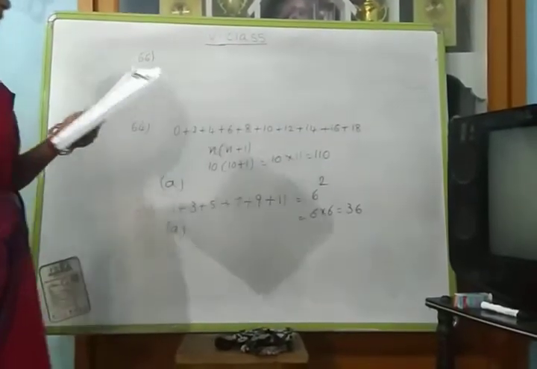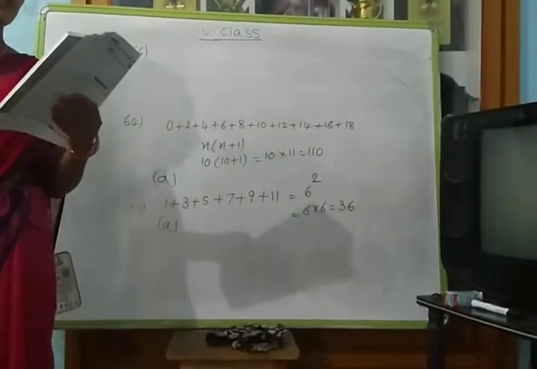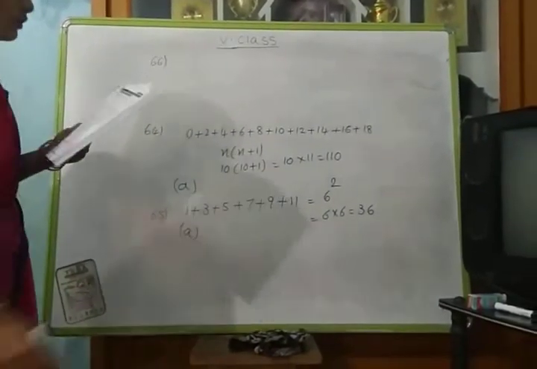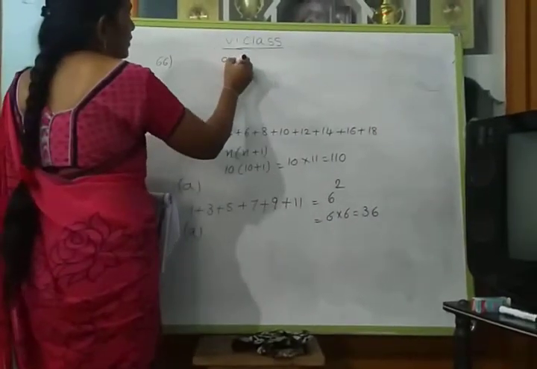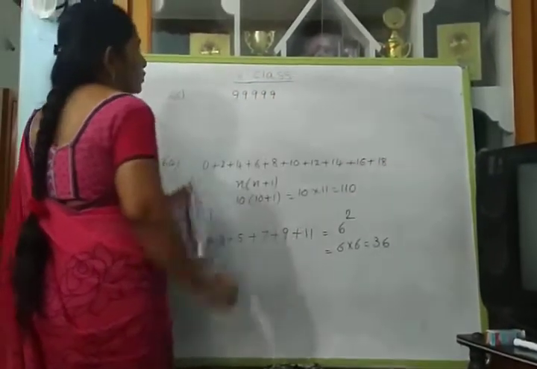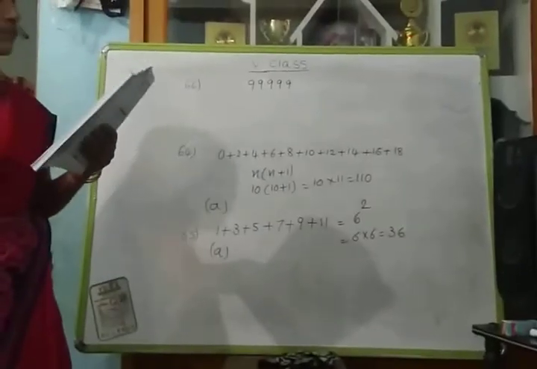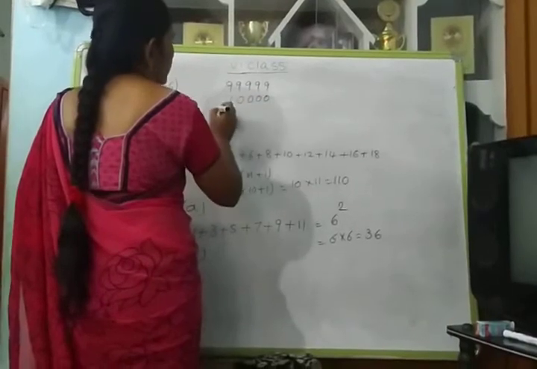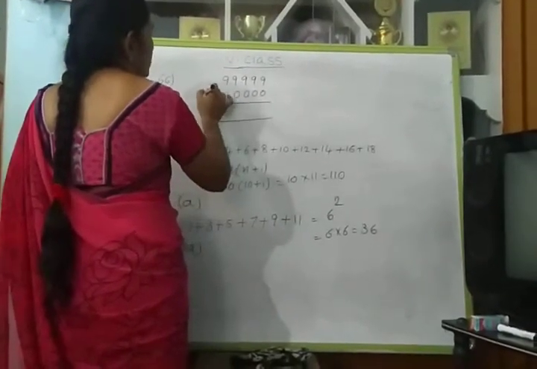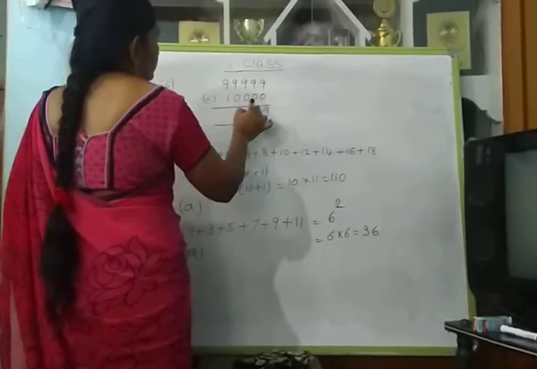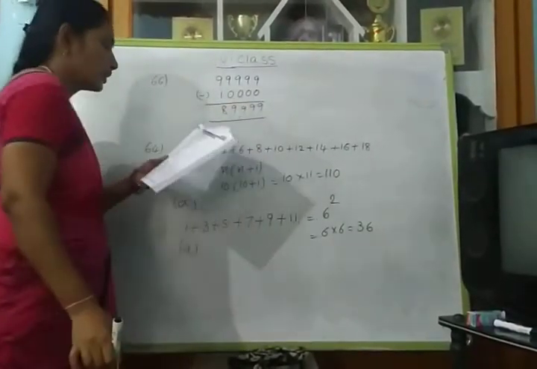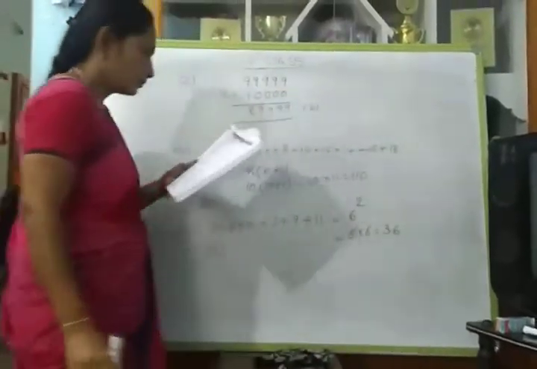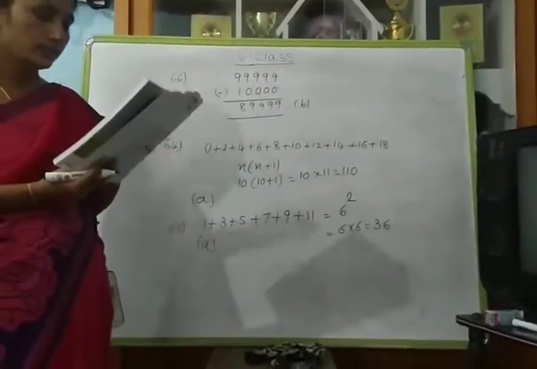66th question. The difference between the largest 5-digit number and the smallest 5-digit number. Which is the largest 5-digit number? 99,999. And the smallest 5-digit number, what will you get? 10,000. Their difference, what will you get? 89,999. Option B. Next one.